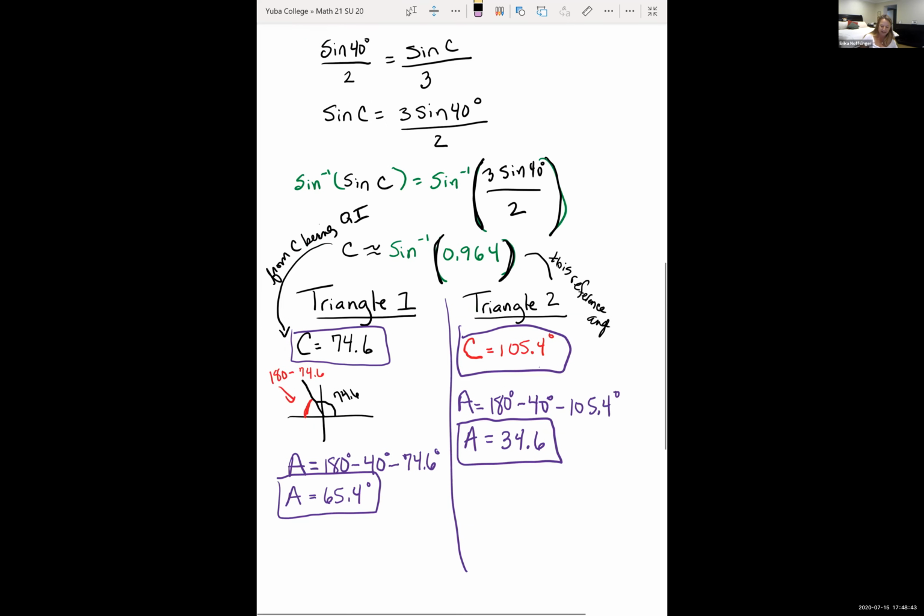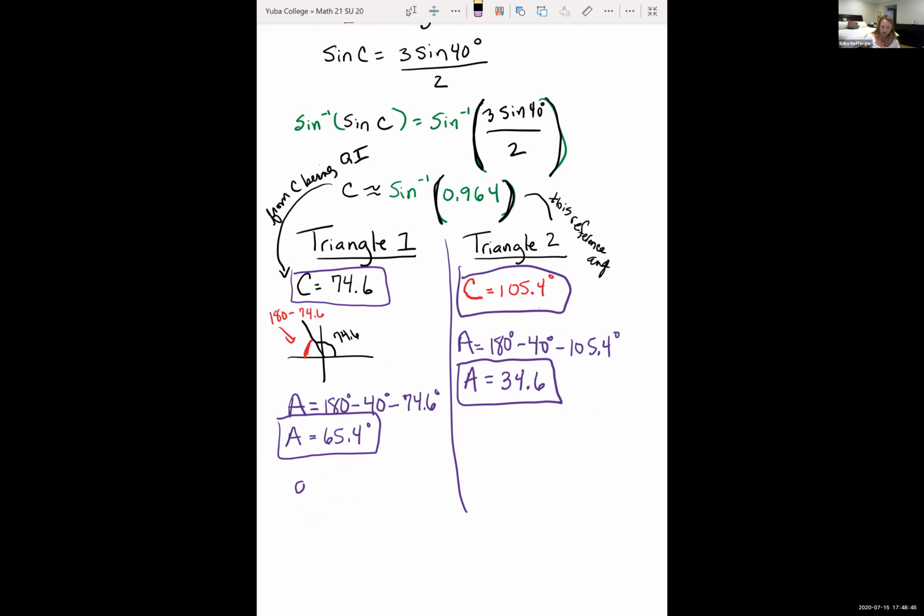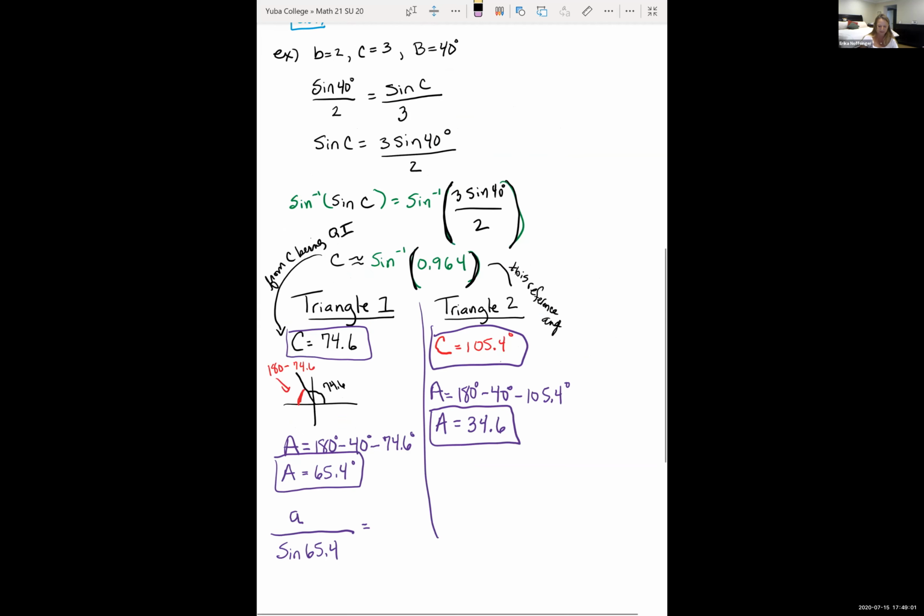So for side A, this is where I'm going to put it in the numerator because now I'm looking for a side: A all over sine of the angle A, 65.4, is equal to the information that we were given in the original. I know that side B is 2 all over sine of 40 degrees.